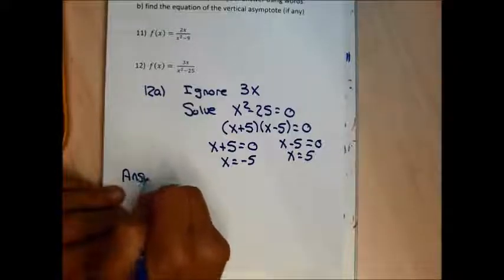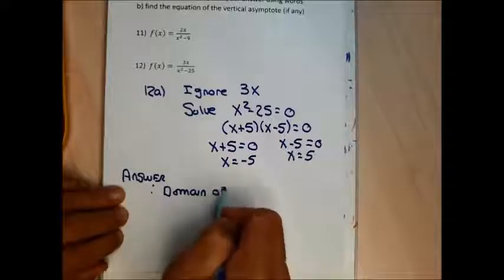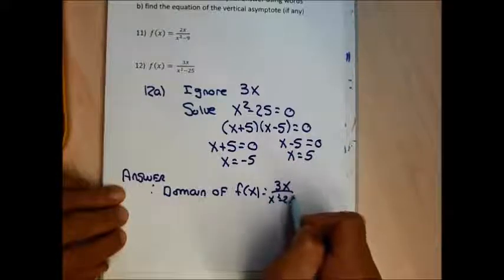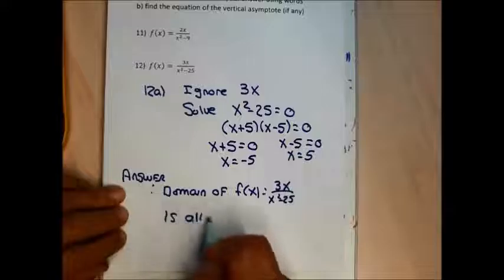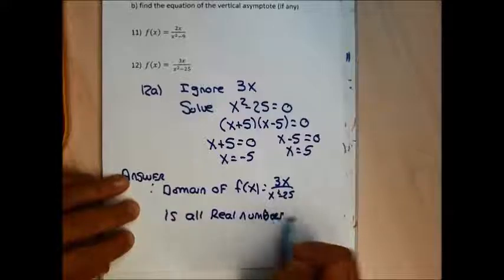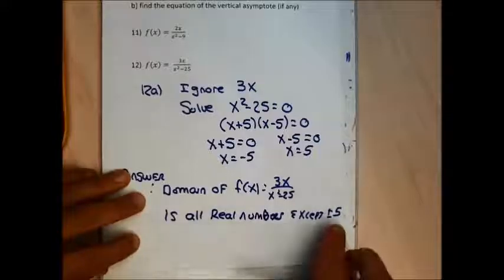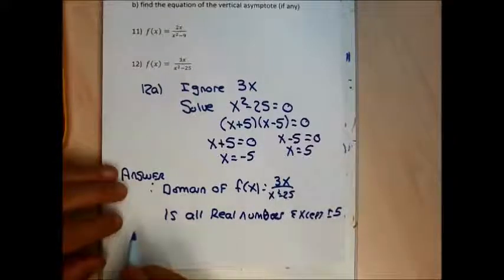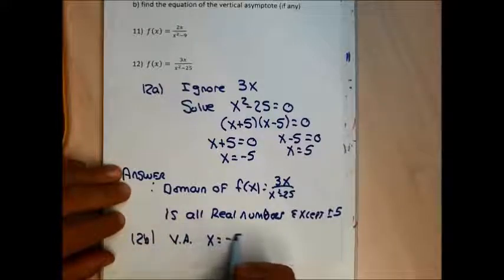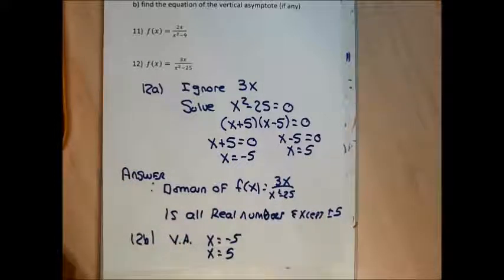The answer for 12a, I can say the domain of the function f of x equals 3x over x squared minus 25 is all real numbers except plus or minus 5. Notice I haven't been writing the x equals because that's kind of implied. For 12b, my vertical asymptotes are going to be x equal to negative 5 and x equal to 5, just the answers to the algebra for part A.